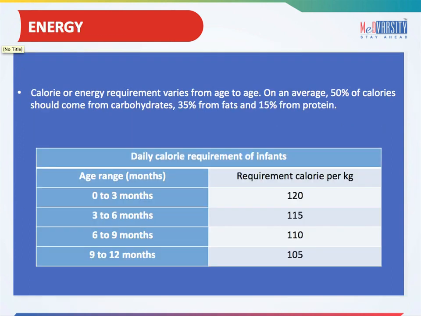Energy. Calorie or energy requirement varies from age to age. On an average, 50% of calories should come from carbohydrates, 35% from fats, and 15% from protein. Daily calorie requirement of infants. Age range in months, requirement in calories per kilogram.